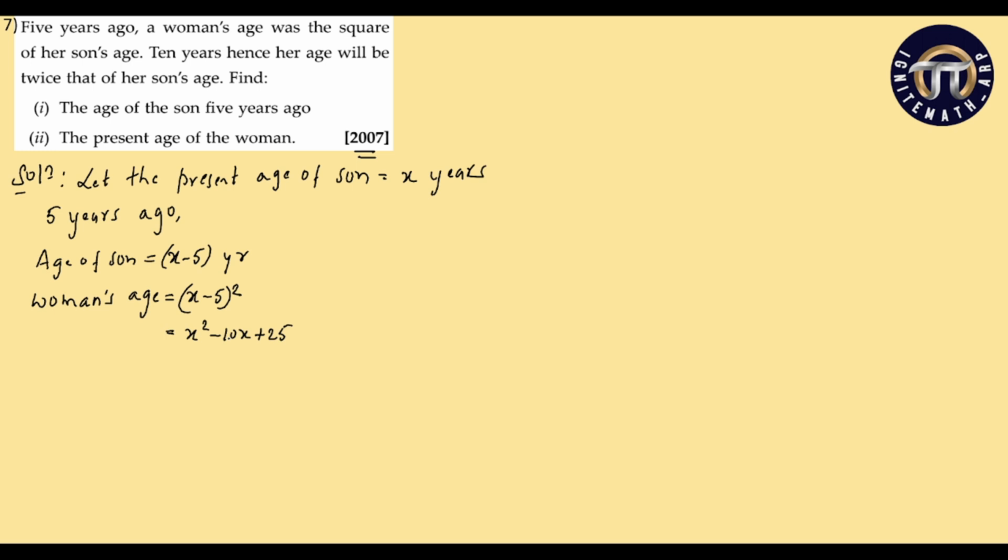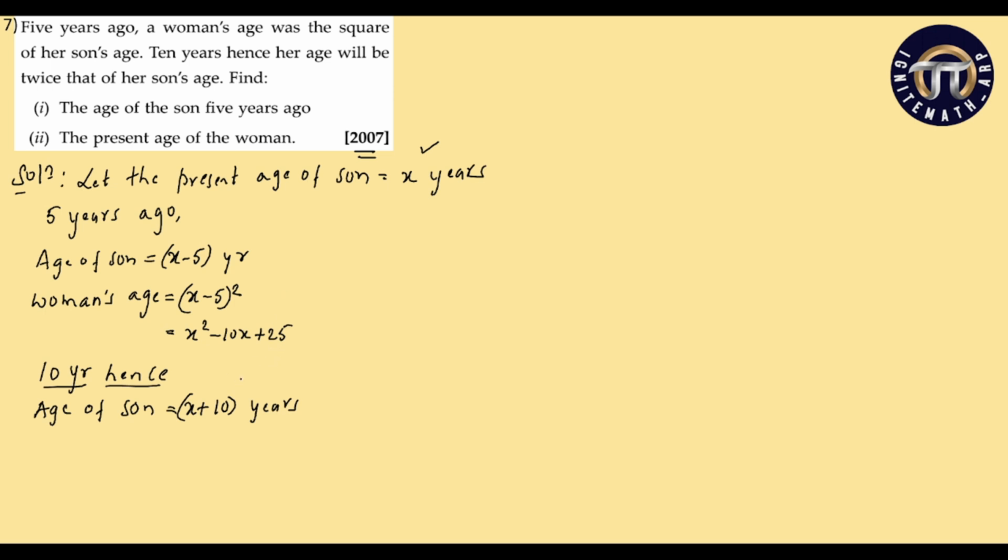Clear, children? So now, 10 years hence, in the sense after 10 years. What is the present age of the son? We have taken the present age of the son as x years. After 10 years, it is going to be x plus 10. Clear, children? Okay, what is the present age of the woman? We don't know the present age of the woman, right?